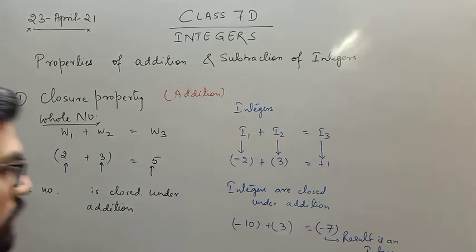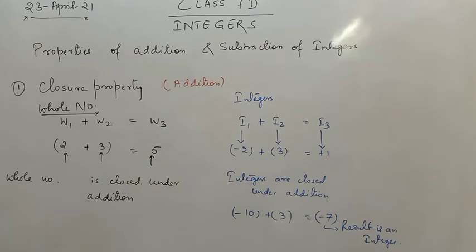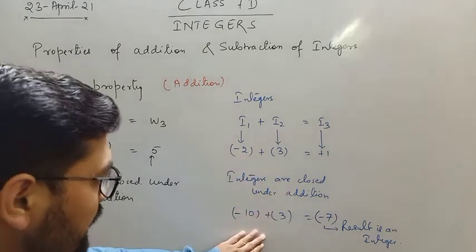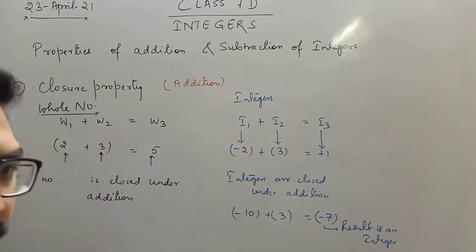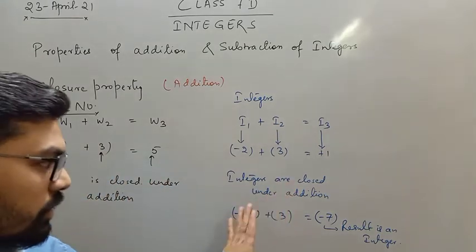Note it down fast. As I have already told you, you can take n number of examples here, but in each and every example what you will find is that whole numbers are closed under addition and integers are closed under addition.